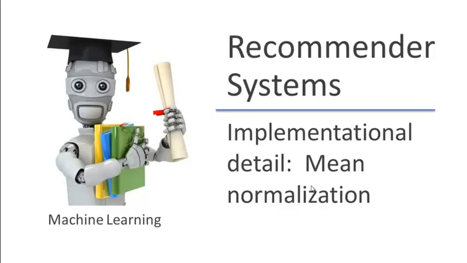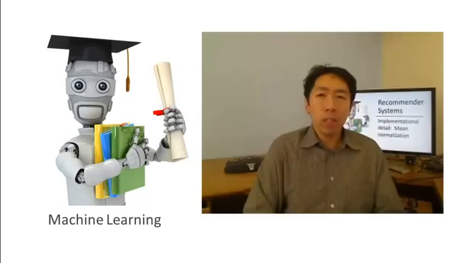By now, you've seen all of the main pieces of the recommender system algorithm, or the collaborative filtering algorithm. In this video, I want to share one last implementational detail, namely mean normalization, which can sometimes make the algorithm work a little bit better.